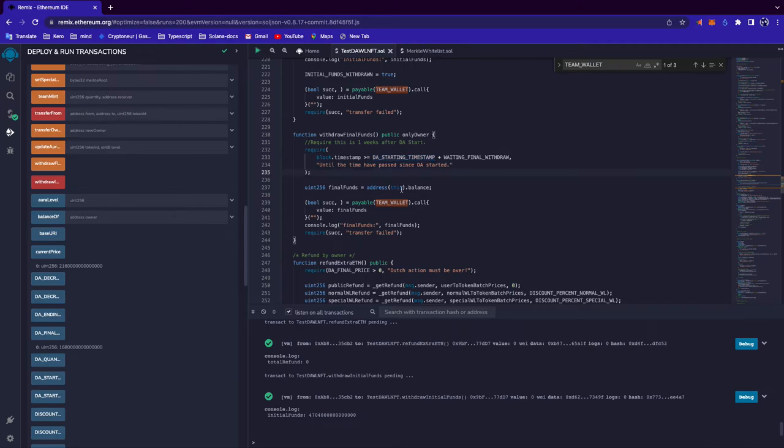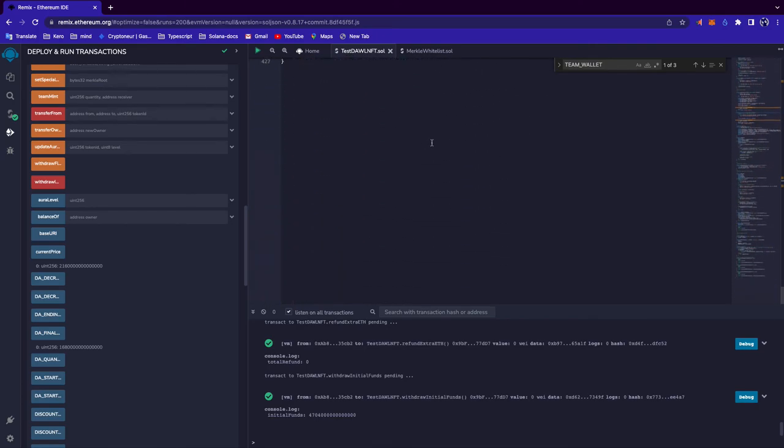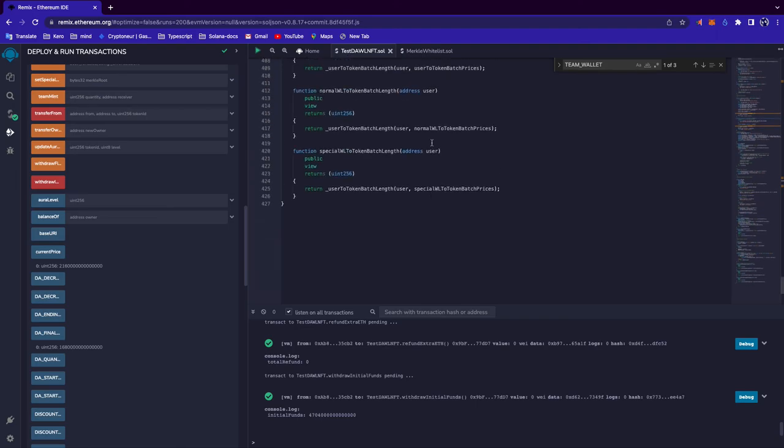And yeah, after that, only the contract owner can invoke this function and drain all remaining amounts from the contract. That's the whole picture of how the Dutch auction contract works.